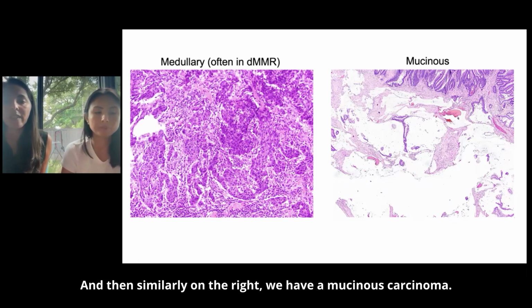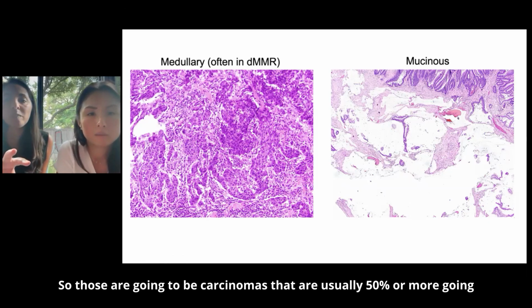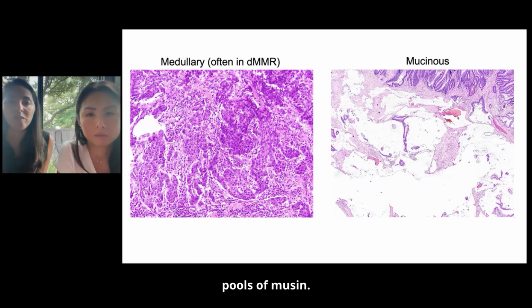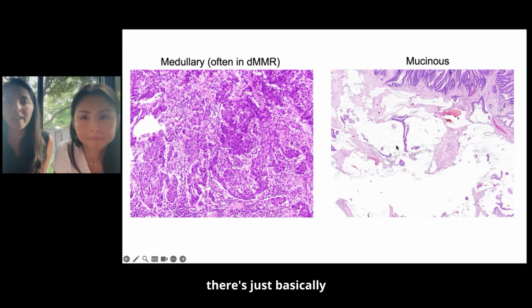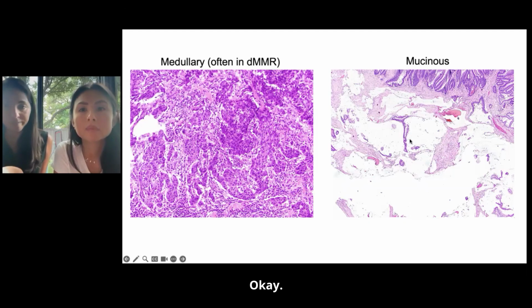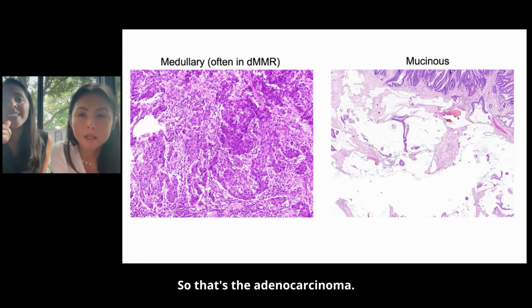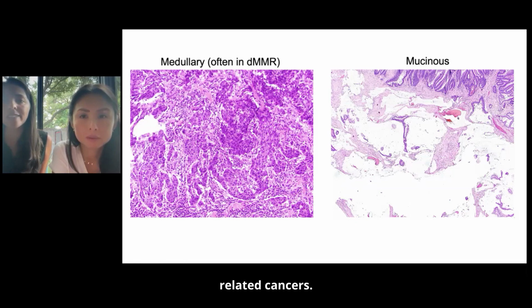And then similarly on the right, we have a mucinous adenocarcinoma. Those are carcinomas that are usually 50% or more large pools of mucin. In this case, you can see these large white areas where there's basically mucin in the tumor. Then we'll get either glands or small clusters of cells that float within those mucin pools. These also tend to be more often associated with Lynch syndrome or IBD-related cancers.